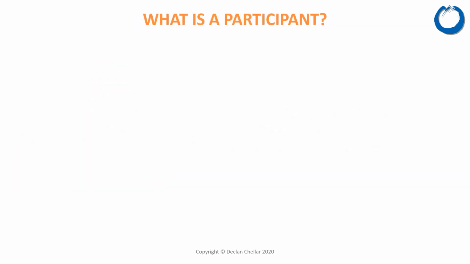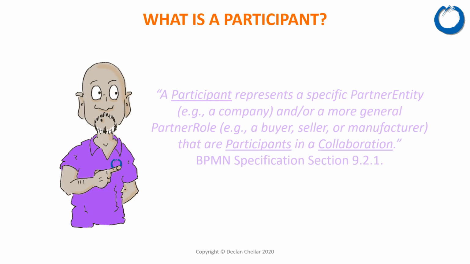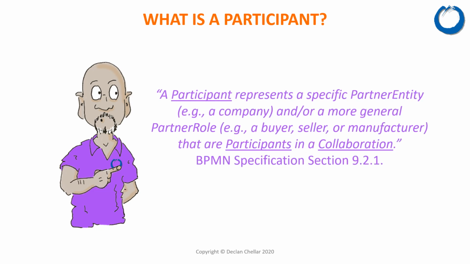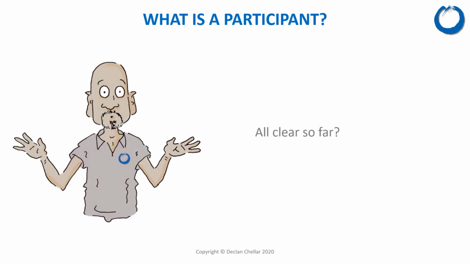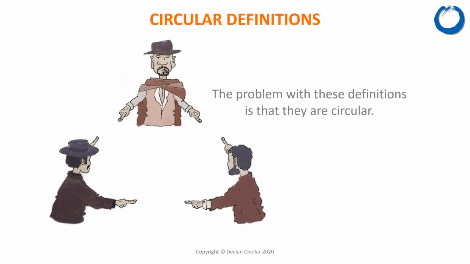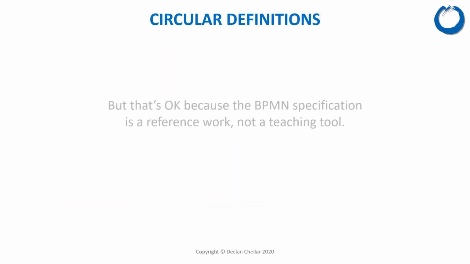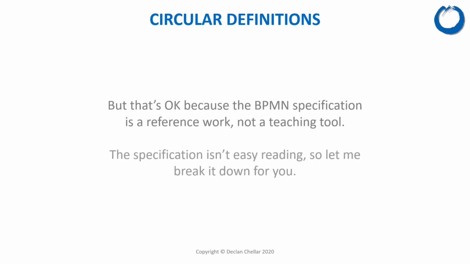What is a participant? According to the specification, a participant represents a specific partner entity, for example a company, and/or a more general partner role, for example a buyer, seller or manufacturer, that are participants in a collaboration. All clear so far? The problem with these definitions is that they're circular. But that's okay, because the BPMN specification is a reference work, not a teaching tool. The specification isn't easy reading, so let me break it down for you.